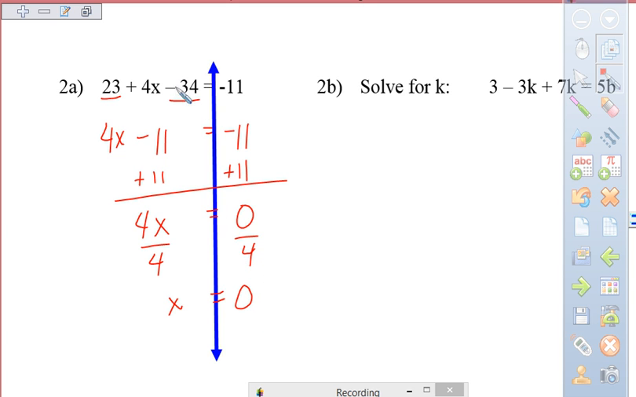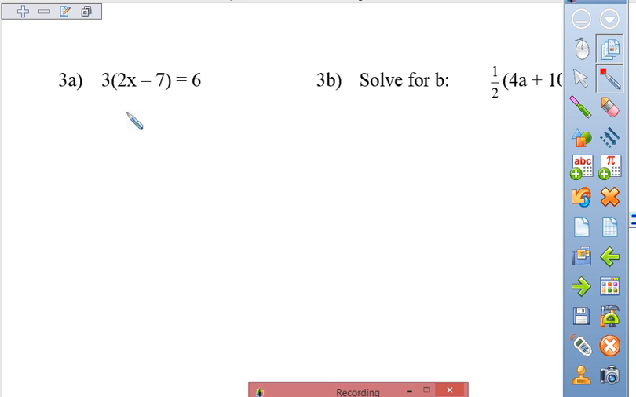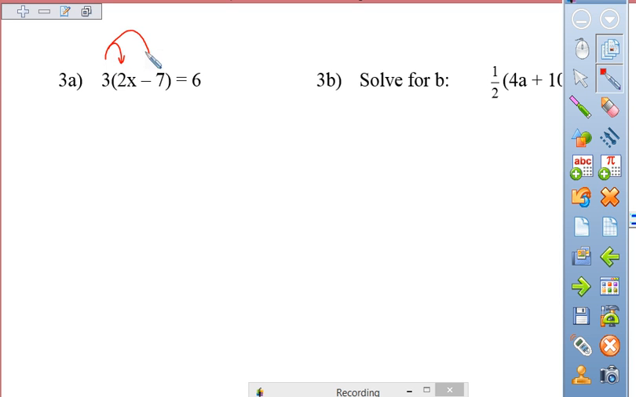So please make sure you're showing your work on part A, and then going and finishing part B on your own. Please try part B on your own, pause the video. Number 3, I see parentheses, so you got it. We got to do our rainbows. 3 times 2 is 6x. 3 times negative 7 is a negative 21.